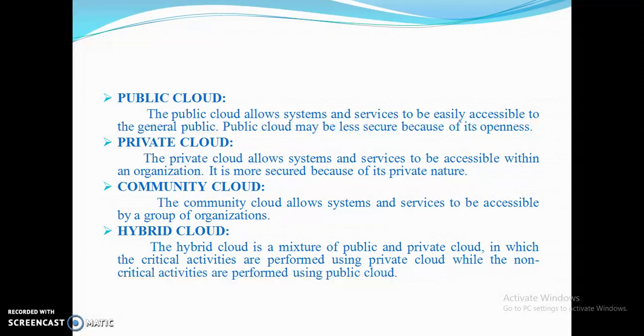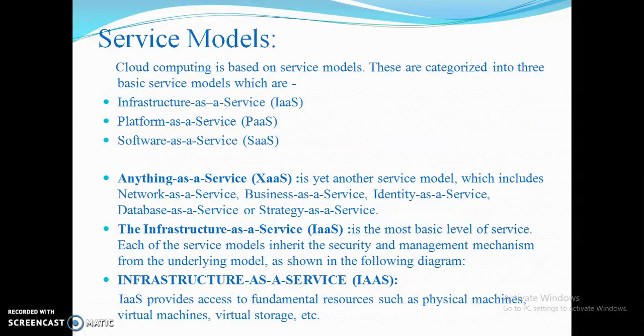Then next one is community cloud. The community cloud allows systems and services to be accessible by a group of organizations. Next, hybrid cloud. The hybrid cloud is a combination of public and private cloud, in which the critical activities are performed using private cloud while the non-critical activities are performed using public cloud.